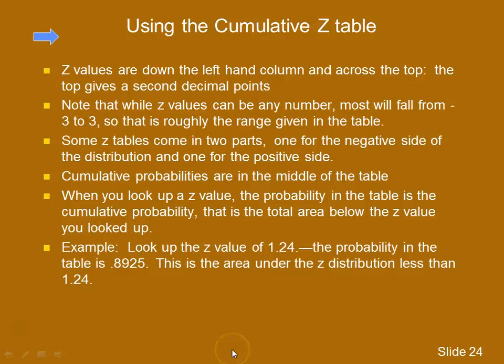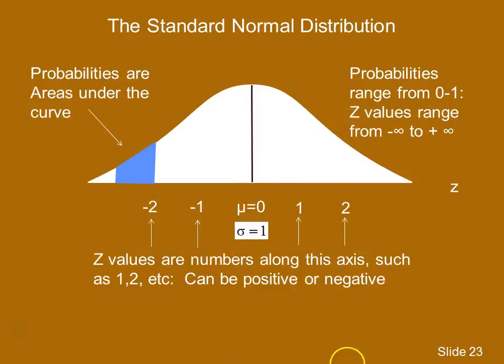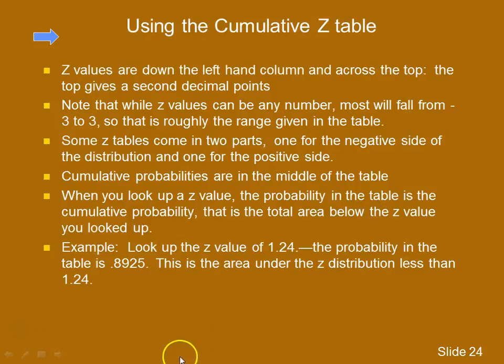Now, in a minute, we're going to take a look at a cumulative Z table that is often in most textbooks. In fact, many textbooks these days give 2 Z tables. Let's go back to our previous slide. One for the positive side of the distribution and one for the negative. Some books just give one table for one side because you can figure out the other side by symmetry. But we're going to work with 2 Z tables. The Z table will have 2 parts to it.